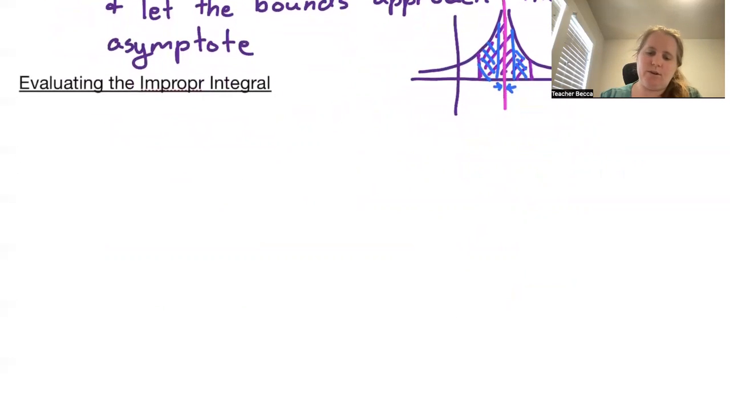So when we want to evaluate an improper integral, I realized I'm missing an E there. That may or may not pop up. All right, when we want to evaluate our improper integral, let me update my screen.